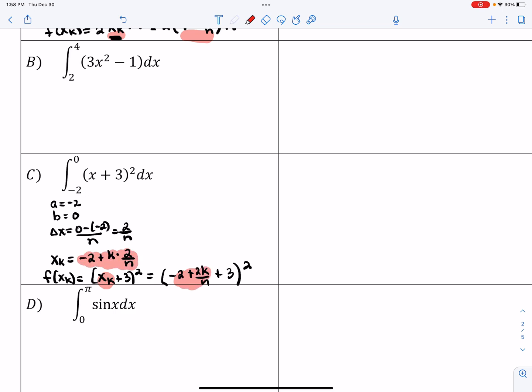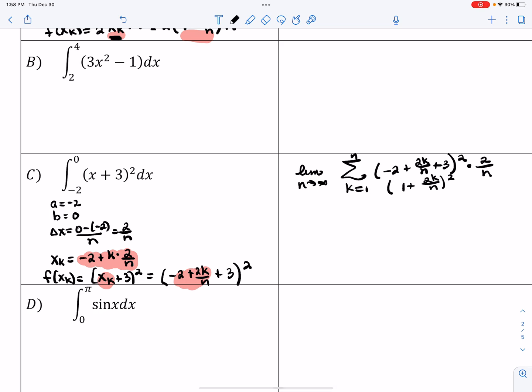And the limit of the Riemann sum would be the limit as n increases without bound of the summation from k equals 1 to n of negative 2 plus 2k over n plus 3 squared, that's our f of x sub k, times the delta x, which is 2 over n. And of course you can simplify this into 1 plus 2k over n squared. Notice that the a and b are invisible in the limit of the Riemann sum. That we will discuss in the next exercise.